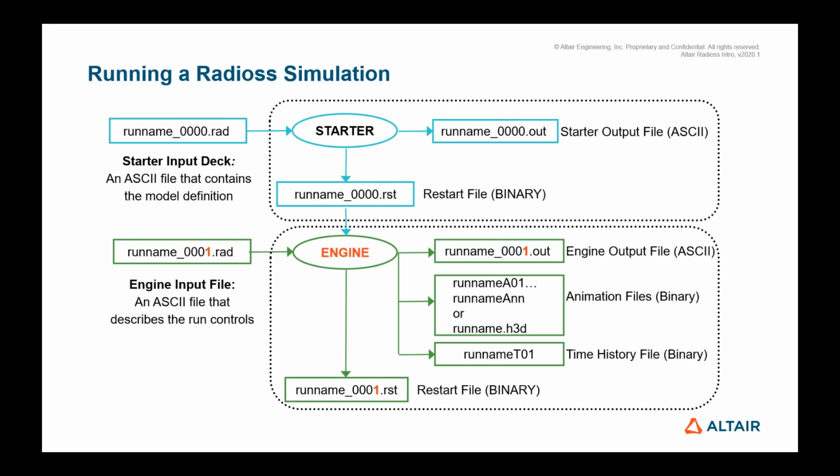As I said, a Radioss simulation can be divided into two parts, the starter and the engine. To the starter corresponds one input file, the 0.rad, that contains the model definition. During this step, Radioss is checking the model setup and compiling it in a restart file, 0.rst. RST files are binary files and cannot be edited. It is also writing an information file of what it is reading, the 0.out file. This one can be edited and it is important to check the information it contains.